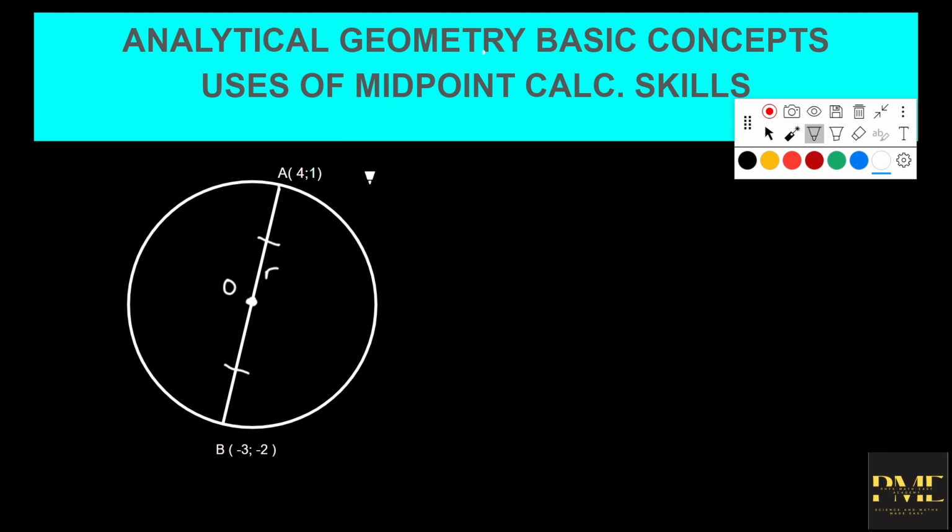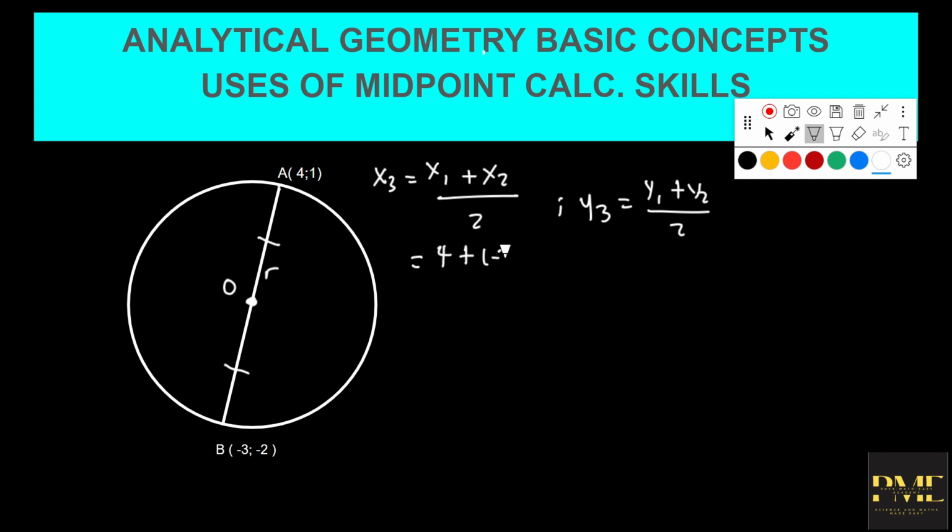So the coordinates of our center can be calculated as: our x3 will be equal to x1 plus x2 all over 2, and our y3 can be calculated the same way, y1 plus y2 all over 2. Therefore our x3 will be equal to 4 plus negative 3 all over 2, while our y3, which is in the center, will be equal to 1 plus negative 2 all over 2.